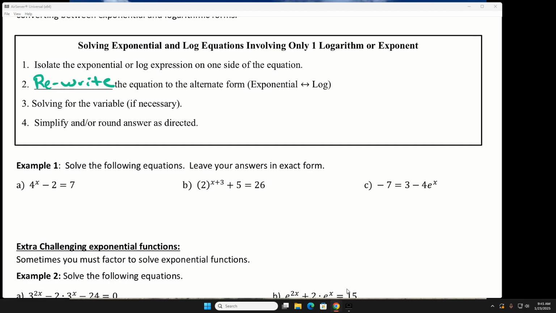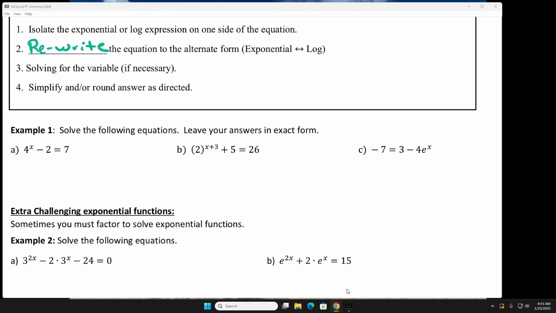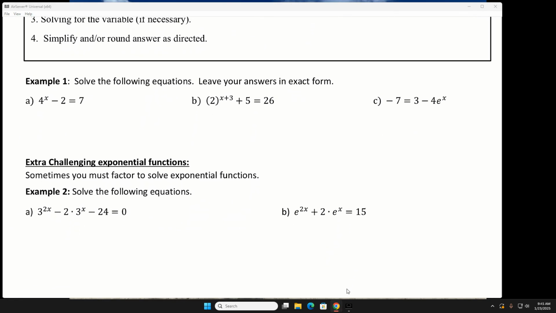So if it is an exponential equation, then you have to use logarithms to solve it. If it's a logarithmic equation, then you have to use exponential or exponents, I guess, to solve it. All right, and then solve for the variable if necessary. And then we're going to simplify or round.